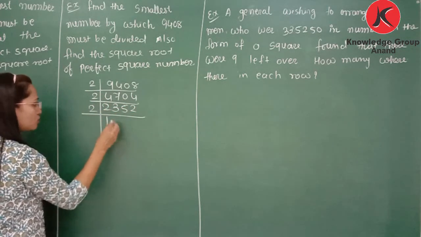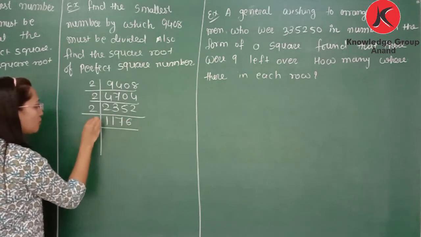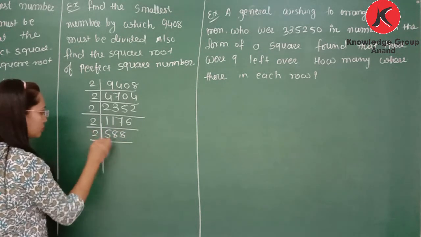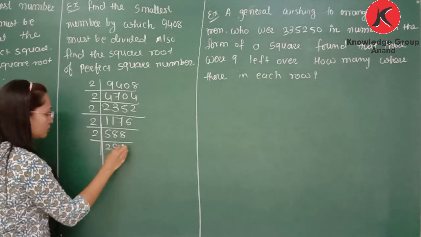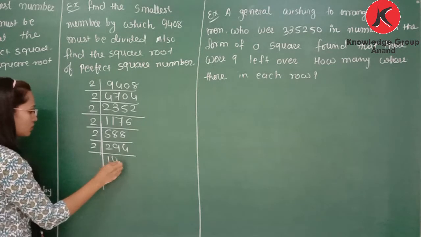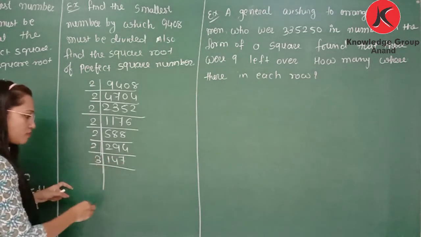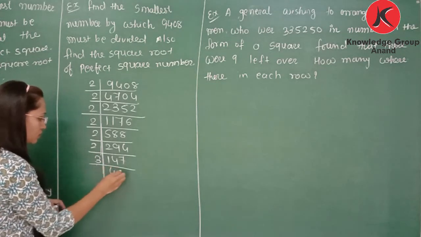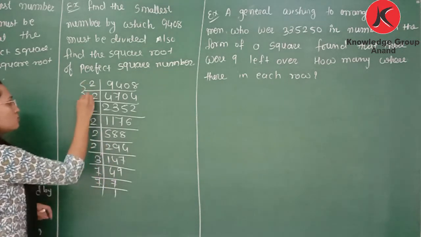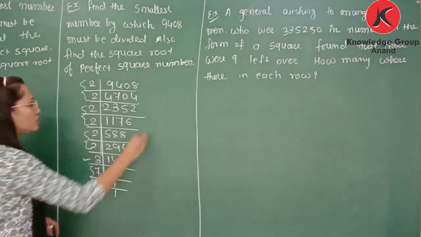Again we divide by 2. Now with 2. 2 2s are 4. Again with 2. Now 147. Is this number divisible by 3? Now 7. So 2 is in a pair, this one is also in a pair, but 3 is not in a pair. So we should divide.